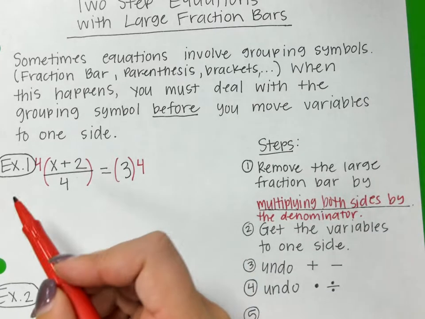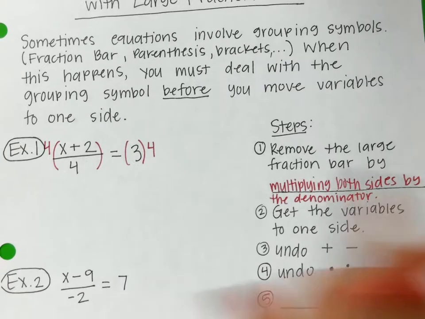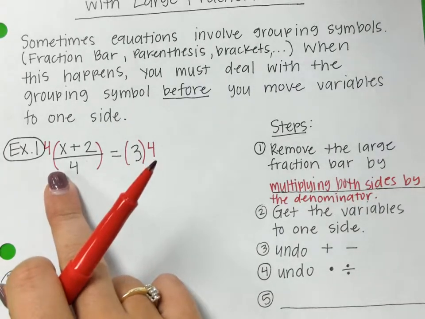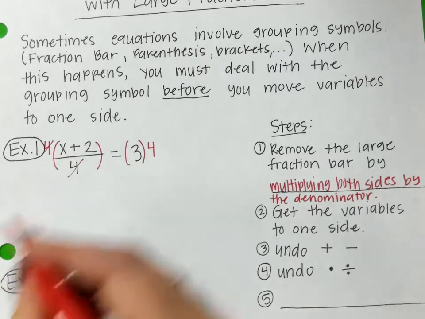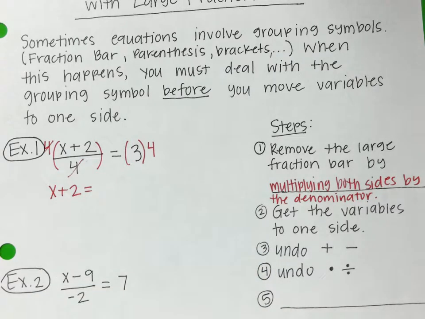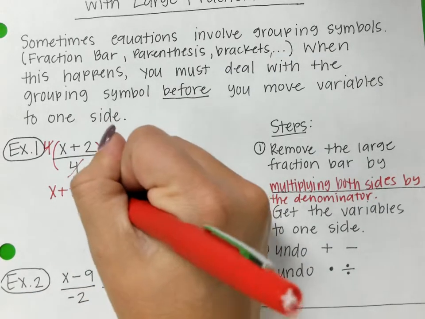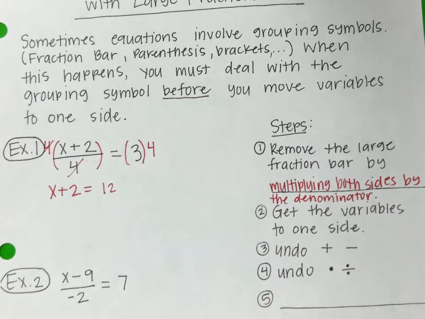So when we actually do the multiplication, that means that these 4's on the left-hand side cancel, because they really turn into a 1, right? So it leaves me with x plus 2 equals what? 12. You have to remember to actually multiply those two numbers together. Don't just bring down that 3. Okay. So I have x plus 2 equals 12.